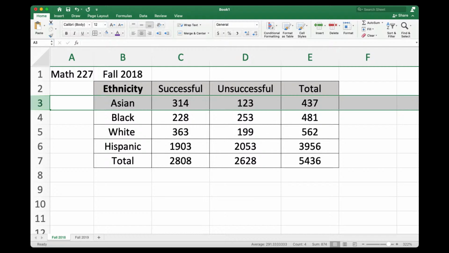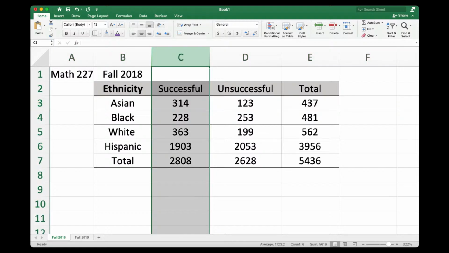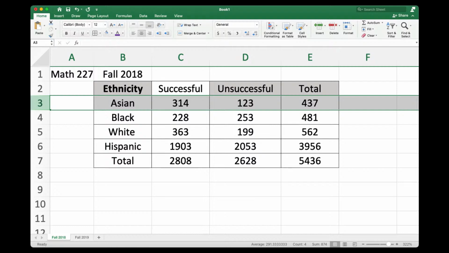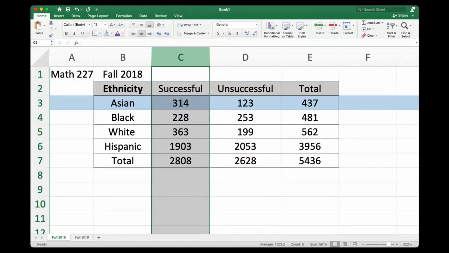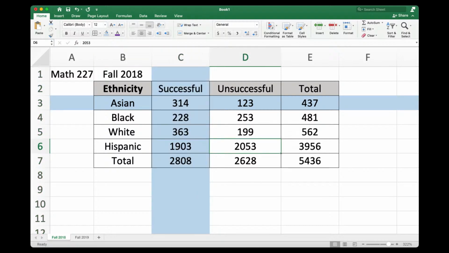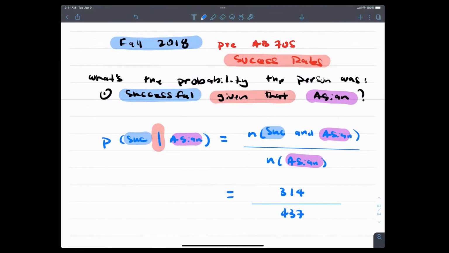okay, how many were successful? So you're going to look at the successful column. That's going to be how many now? Oops, let's get this here. Asian. Do we color it? And then successful. What would you guys say? 314. Is that true? So 314 out of 437, ladies and gentlemen.